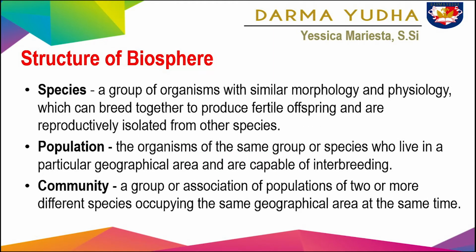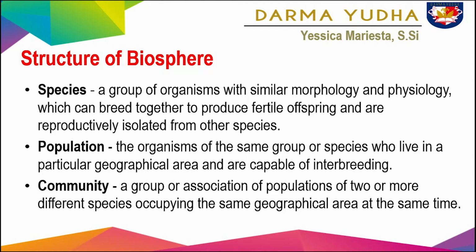Structures of biosphere. So, biosphere is a global ecological system integrating all living beings and their relationships, including their interactions with the elements of the lithosphere, geosphere, hydrosphere, and ionosphere. In biosphere, there is a hierarchy of organisms. So, the very first one should be the species, which is a group of organisms with similar morphology and physiology, which can breed together to produce fertile offspring and are reproductively isolated from other species.